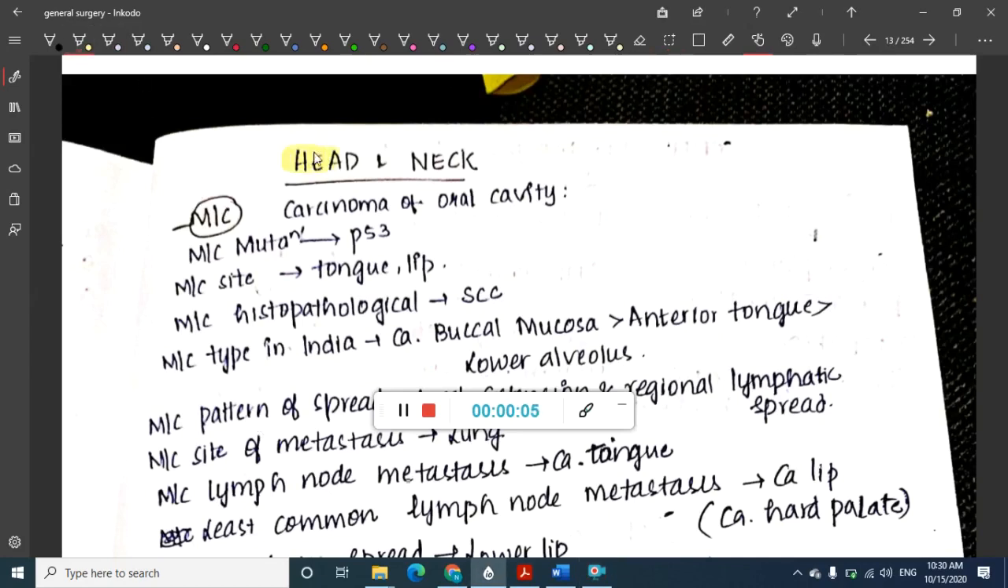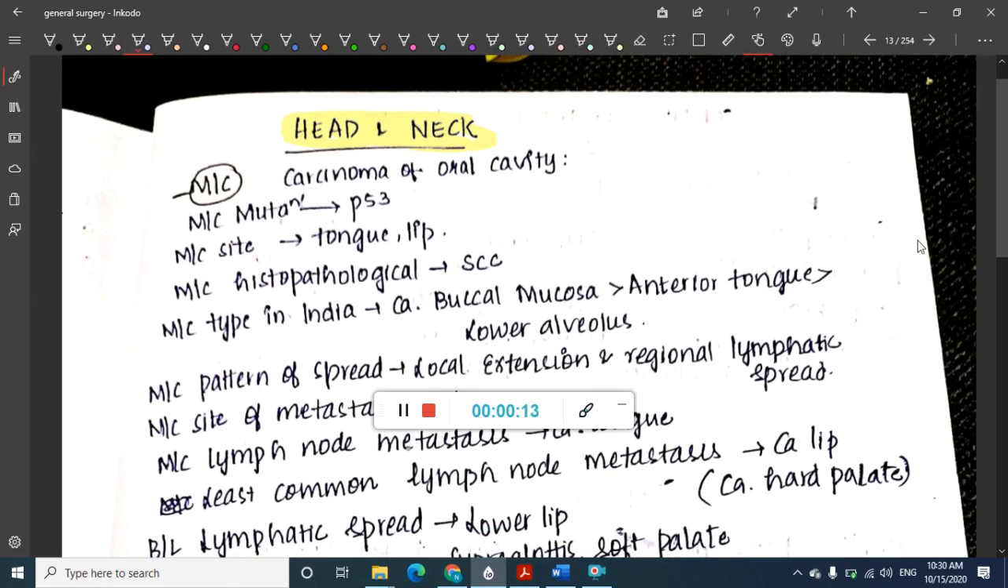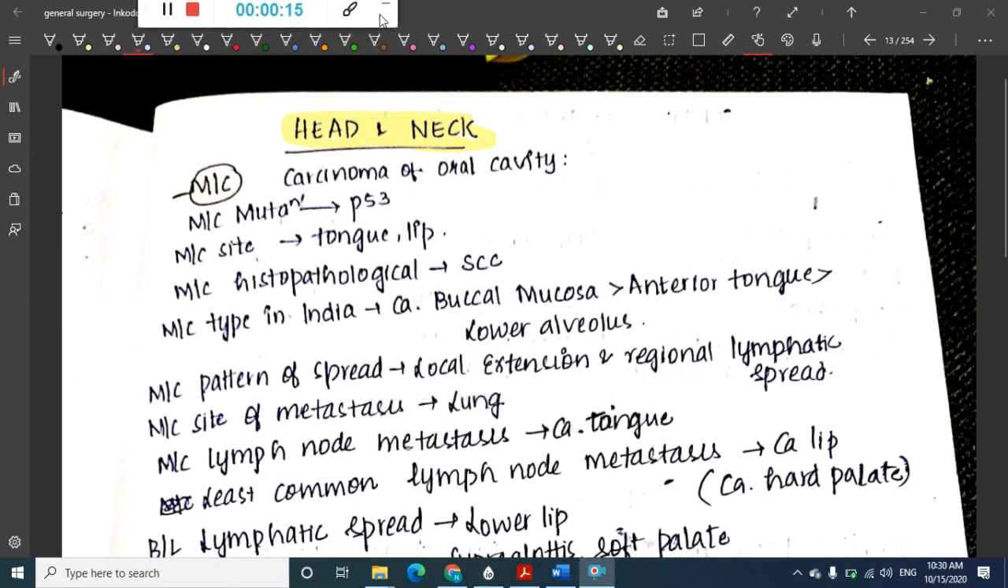In this chapter we are going to learn about head and neck. In this head and neck chapter, first we will see about the carcinomas. So first, what is the most common carcinoma? Most common carcinoma in the head and neck is carcinoma of the oral cavity.